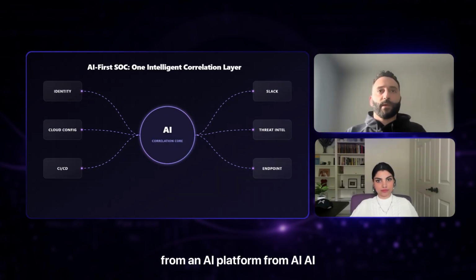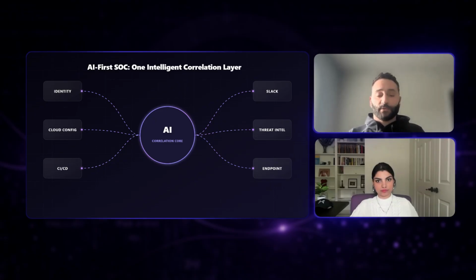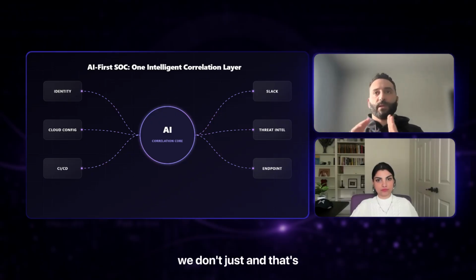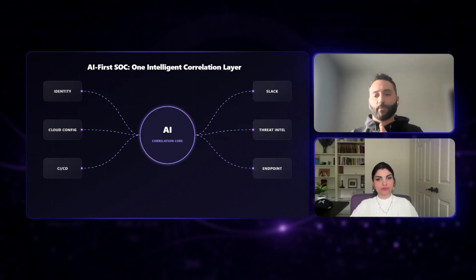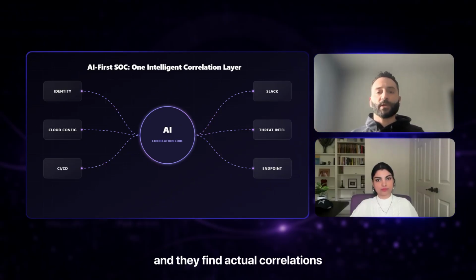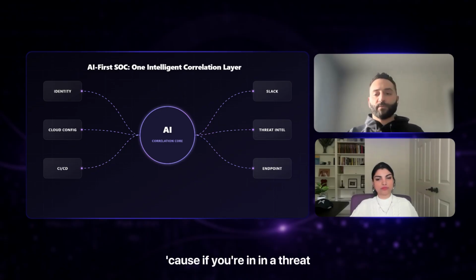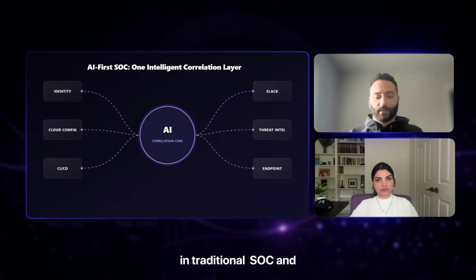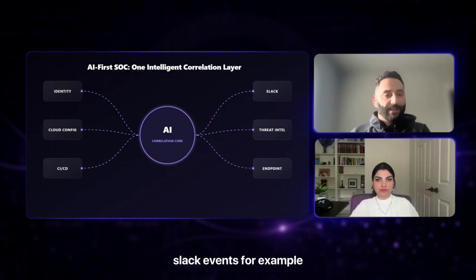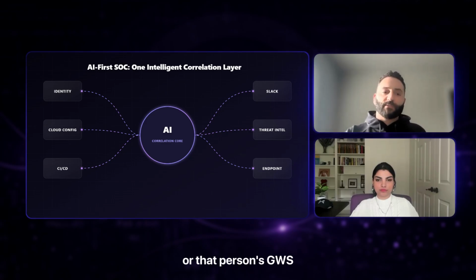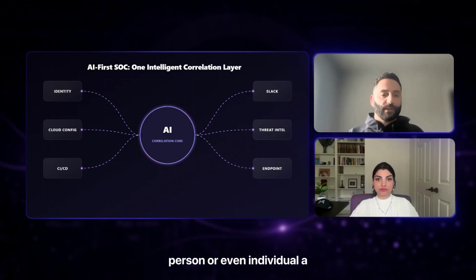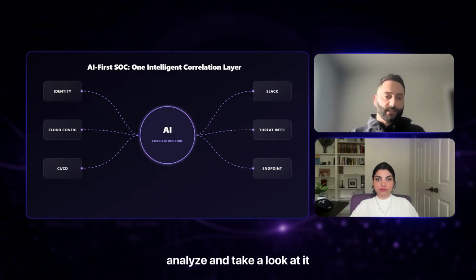From an AI-first platform like Exaforce, we take all these data sources and we combine them into a single platform. And that's the thing, we don't just ingest logs. Our LLMs run across all these sources and find actual correlations and patterns across all the things. Because in a traditional SOC, when you're investigating something, it's very unlikely that you actually go look at that person's Slack events, for example, or that person's GWS events, because there's a lot of information. It's too much for a single person or even a bunch of individuals to actually analyze and take a look at.